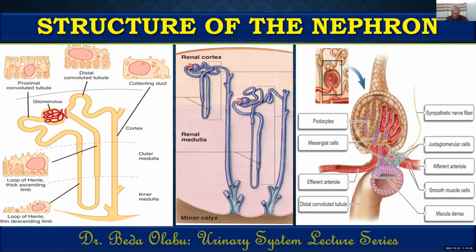We also have the juxtaglomerular cells, which are modified smooth muscle cells within the tunica media of the afferent arteriole predominantly. These are the cells that secrete renin. The juxtaglomerular apparatus is important in the tubuloglomerular feedback mechanisms of the kidney that help to regulate blood flow, as we're going to see in this particular lecture.